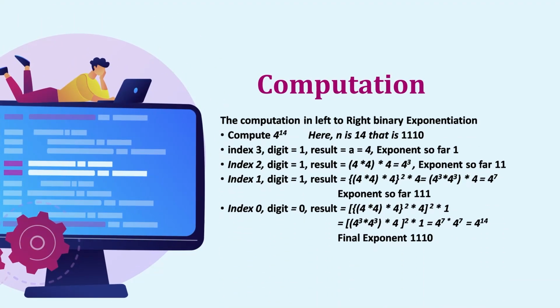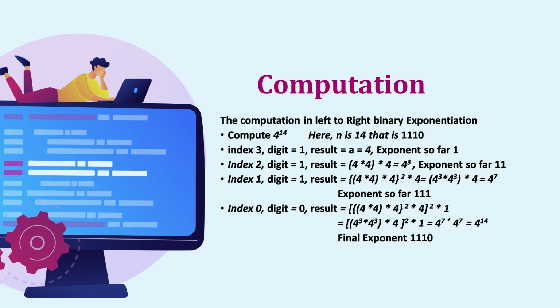This computation can simply be explained as, what we basically are doing is something like this. At index 3, the digit is 1. So the index becomes 4, right? Result is equal to 4. Exponent so far used is just 1. As we include index 2, the digit is 1, the result becomes 4 into 4 into 4, 4 to the power 3. So exponent so far used is 1, 1, which is 3, technically speaking, the same as this.